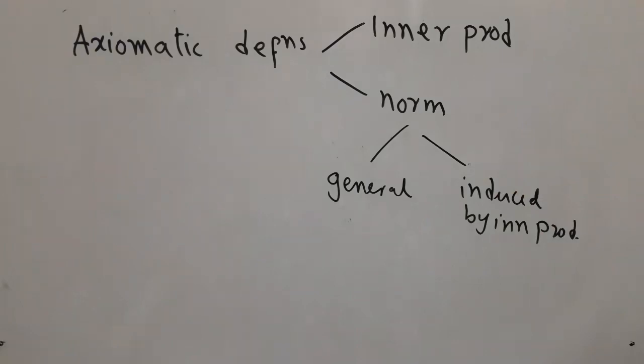Now we have been talking about infinite dimensional vector spaces on and off. So let's take a look at some infinite dimensional vector space examples as well as some finite dimensional examples of norms.